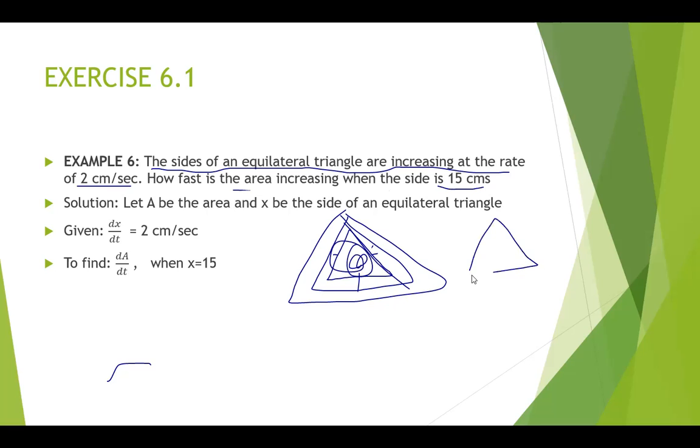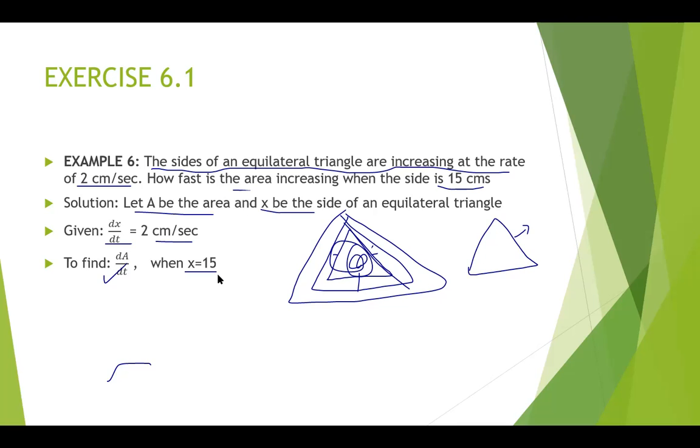Already we have considered a 15 centimeter equilateral triangle and it is stretched at the rate of 2 centimeters per second. Now, first I write the given things. Let A be the area of an equilateral triangle and x be the side of each edge of the equilateral triangle. They have given the edge is increasing at the rate of 2 centimeters per second. What we have to find? We have to find at what rate the area is increasing when the length of each edge is 15 centimeters.